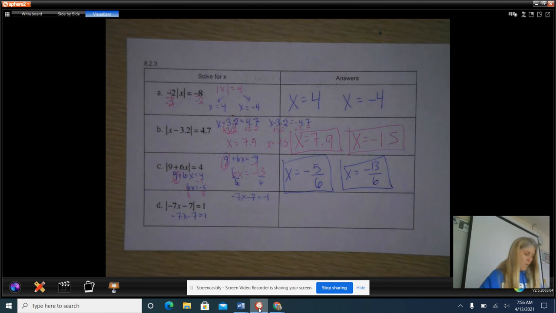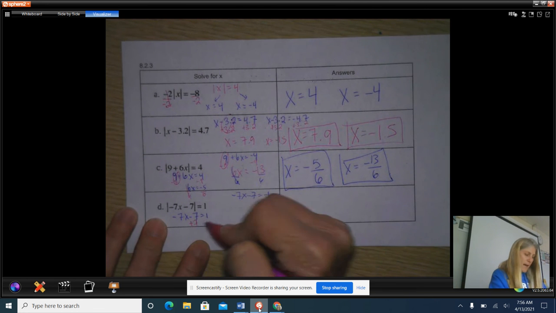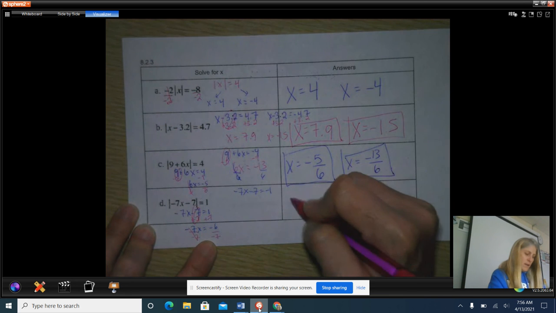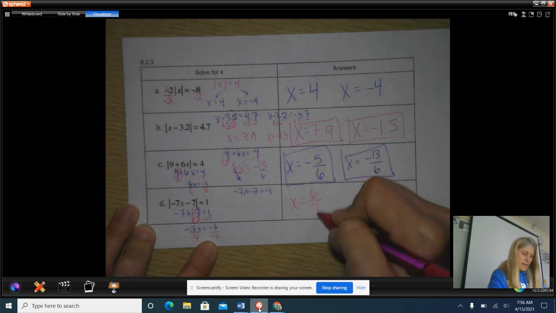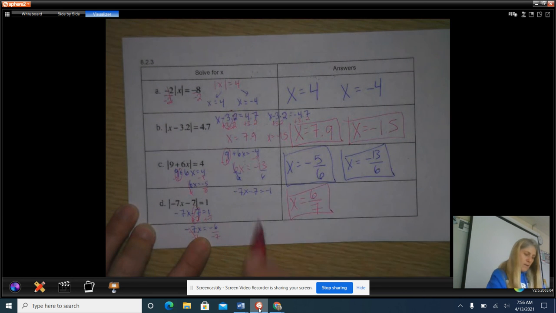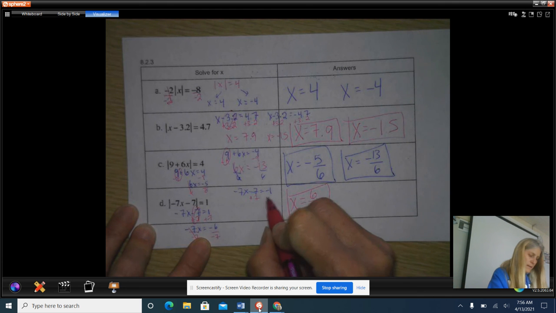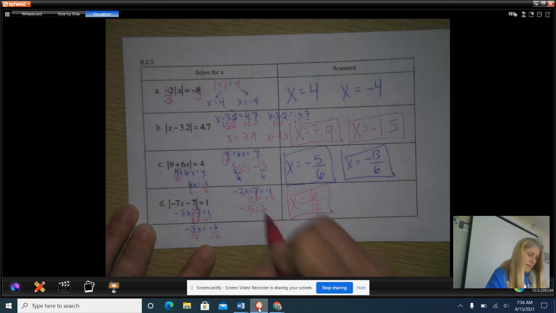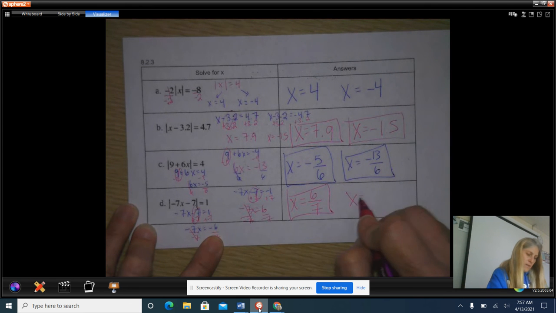Okay. Our last one here, we have -7x minus 7 is equal to 1, and -7x minus 7 is equal to -1. So let's go ahead and solve. We're going to add 7 to both sides, and that leaves us with -7x is equal to -6. We're going to divide both sides by -7, and two negatives make a positive, so x is going to be 6/7. For our other one, we're going to add 7 to both sides, and that leaves us with -7x is equal to +6. Divide both sides by -7, and our second x is going to be -6/7.